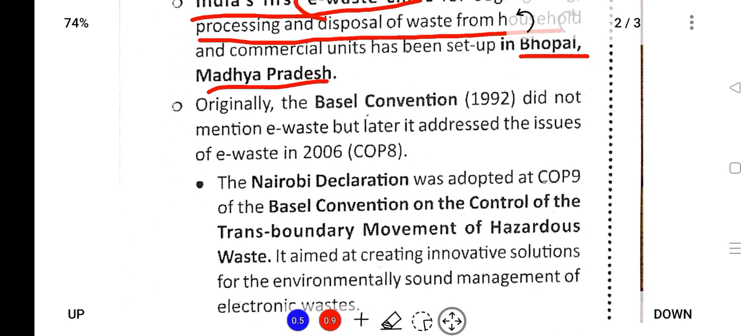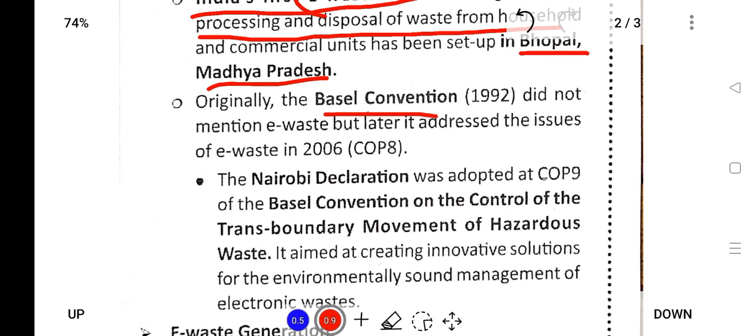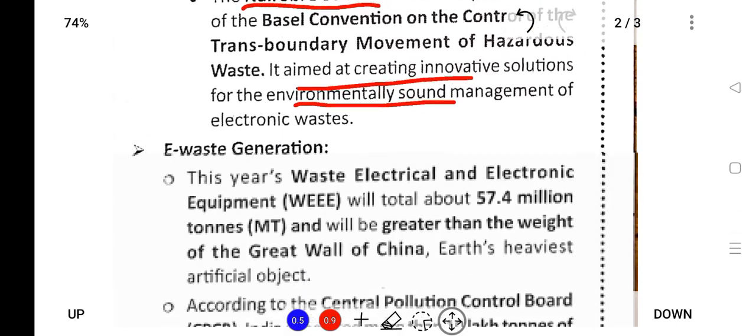And e-waste was addressed in the Basel Convention, but it was addressed only in COP8 in 2006. The Nairobi Declaration adopted in COP9 of the Basel Convention on the Control of Transboundary Movement of Hazardous Waste aimed at creating innovative solutions for the environmentally sound management of electronic waste.